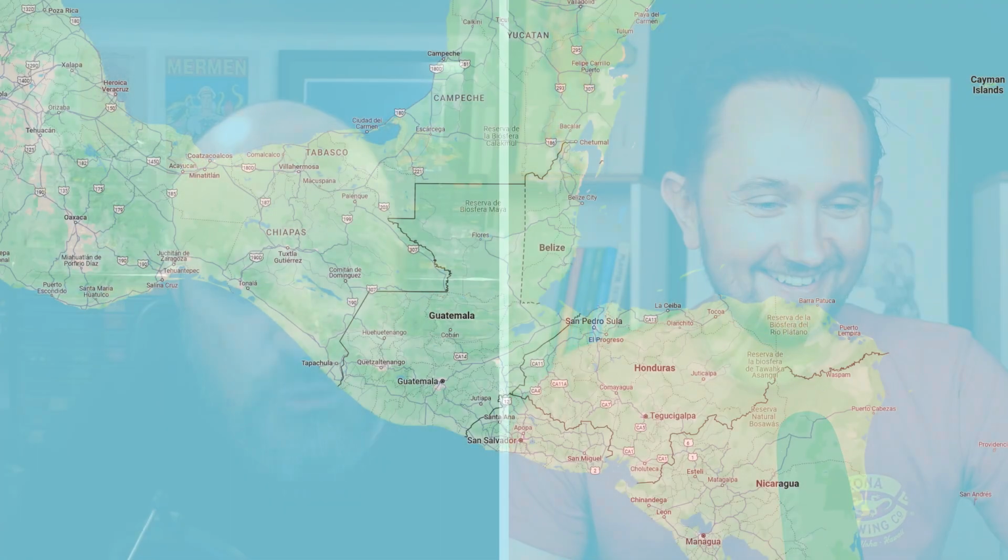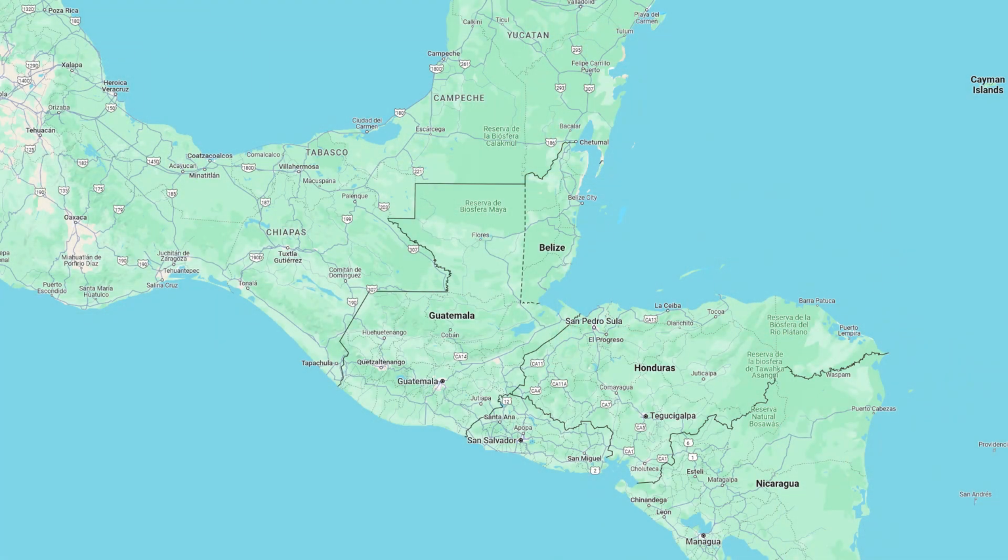Jeff, if you look on Google Maps, which I know sometimes you do, because I do that too, right? All the time. If you look on Google Maps, most of the borders between countries are represented with a solid line. However, the border between Belize and Guatemala is represented with a dashed line or a dotted line.